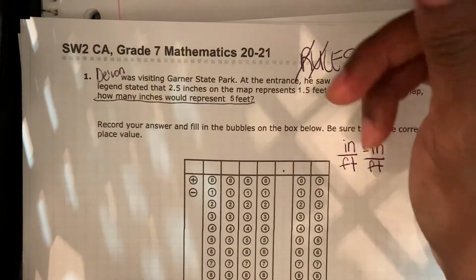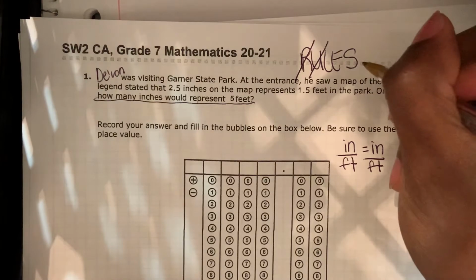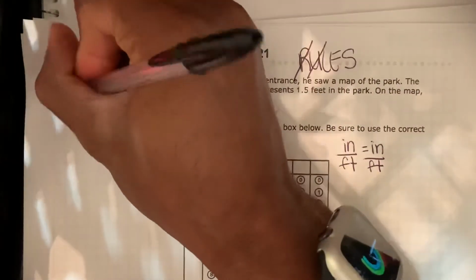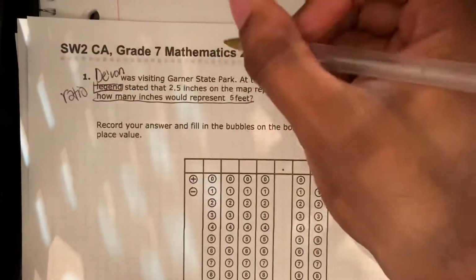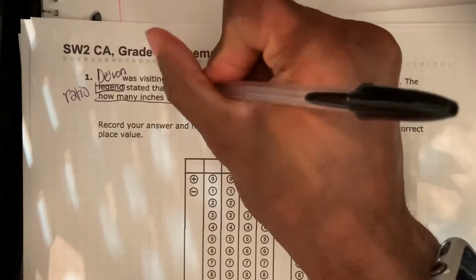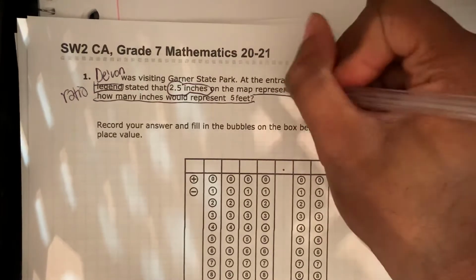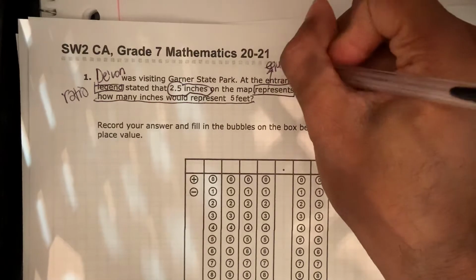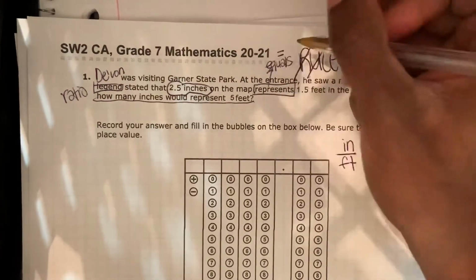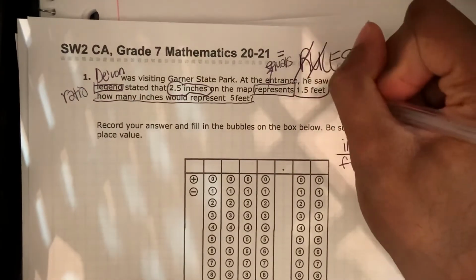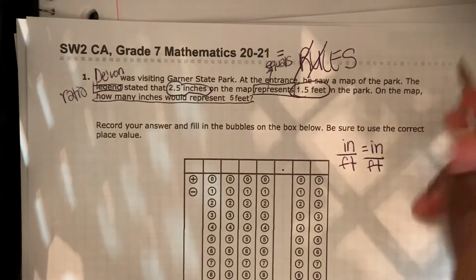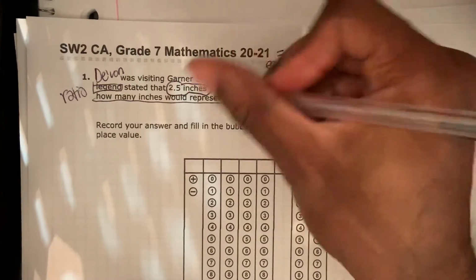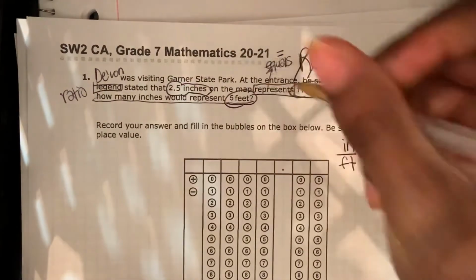Okay, now we're going to label. So it says we have a legend, that's a box. A legend is a ratio or a scale. 2.5 inches on the map represents or equals, so we'll put equals up here, the equal symbol, 1.5 feet in the park. So we already have our first fraction. How many inches would represent 5 feet? So let's circle 5 feet.